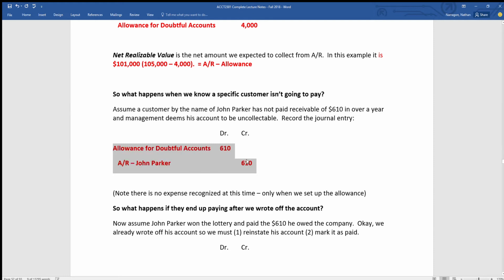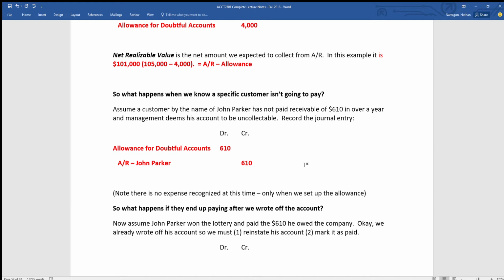So when they're not going to pay, you're going to notice this. This is when we debit allowance for doubtful accounts. Okay? Again, we're under the allowance method. Allowance for doubtful accounts only appears in the allowance method. Okay? So, we're going to credit the accounts receivable. Notice that it's now specific to that customer. All customers in accounts receivable have their individual ledgers.